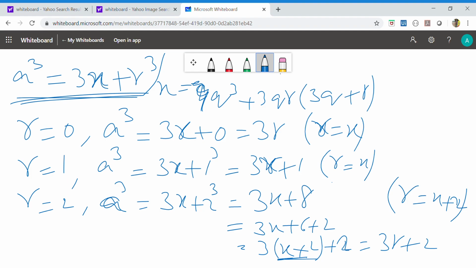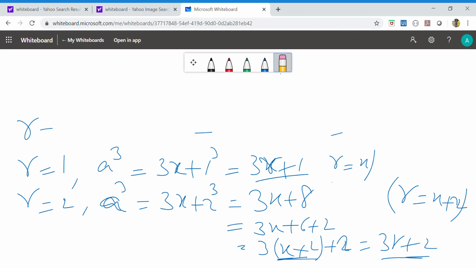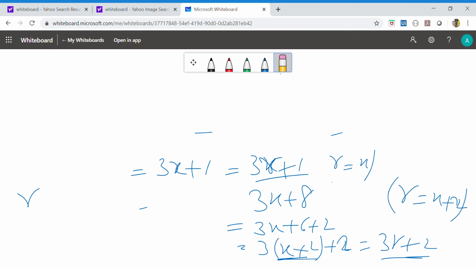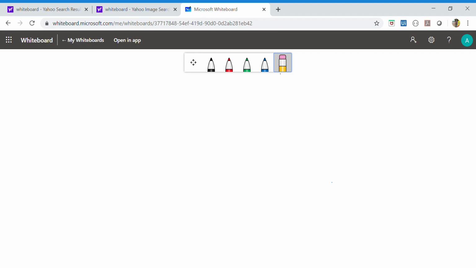Is it clear? So if r is equal to 0, 1, 2, the cube of any integer is in the form 3r, 3r plus 1, or 3r plus 2. Is it clear? Okay. Then I'll discuss one more question. These two models are from the textbook only. Textbook sums are different and these sums are different. Why I'm explaining other sums is that by understanding these models, you can solve the textbook sums also. And in 1.1, the last sum is there.